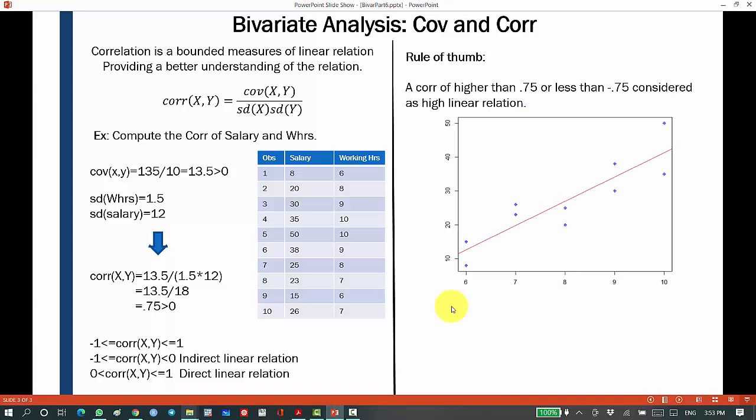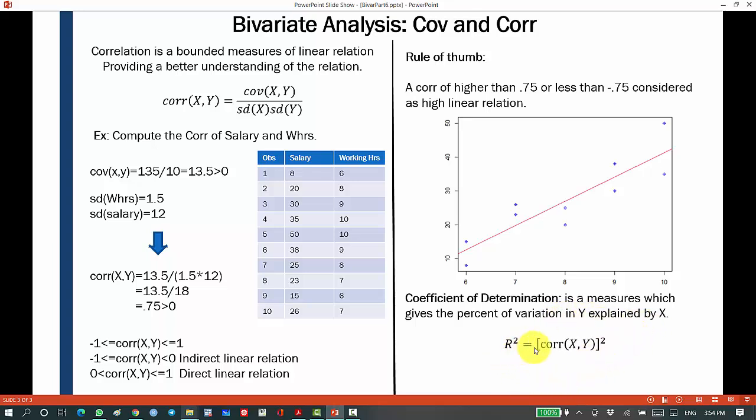In order to present the percentage of linear association, we use another measure called the coefficient of determination, which is a measure giving the percent of variation in y explained by x. R square, which is the coefficient of determination, is nothing but the correlation squared. For example, the R square, or the coefficient of determination of working hours and salary, is 0.75 squared, which is 0.56, or just 56%. That is, 56% of variation in salary is being explained by the variation in working hours.